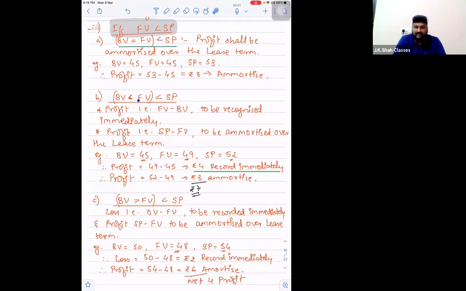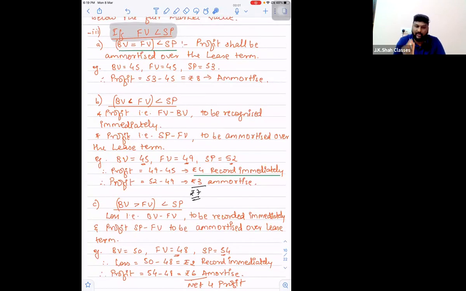And the second type of profit will be where selling price is greater than fair value. So the difference of selling price and fair value. So 2 types of profit, because some part of the profit has to be recorded immediately and some part of the profit is to be amortized. That is why I am not calculating one single profit. I am calculating two profits, but sir, the total of those two profits will be what? Selling price minus book value.